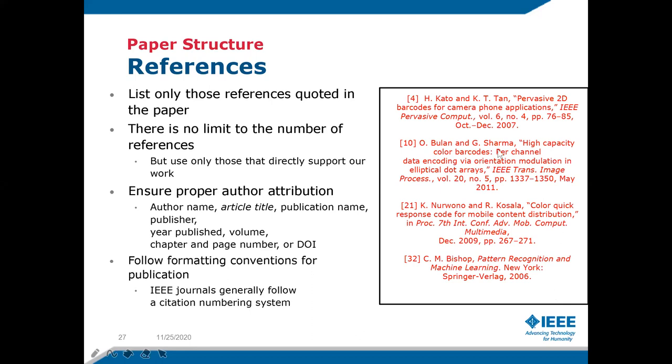IEEE has its style, and we just need to check very carefully what are journal articles, what are conference papers. It is not that difficult, but we always have a lot of problems, almost in every manuscript, okay? So for our students and young professionals, it's recommended to be very careful with references, okay?